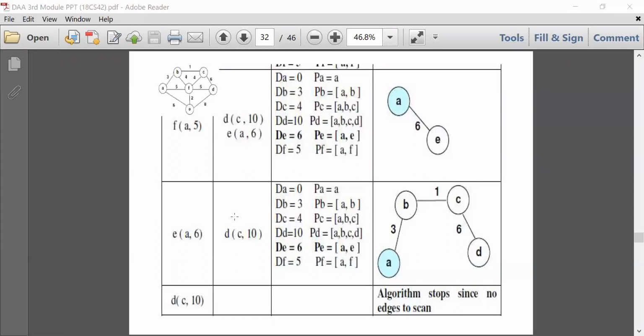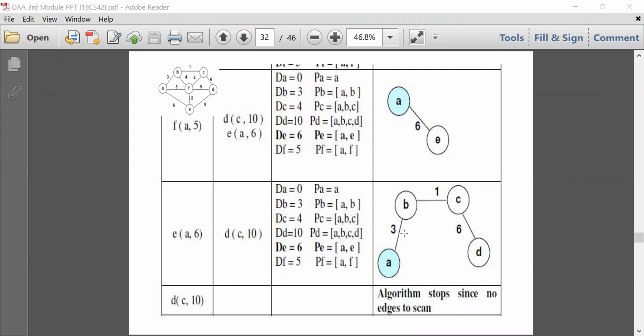Can you find any minimum distance? No, we cannot find any minimum distance. That's why this D C comma 10 will remain the same. So at the end, I need to select the last one, that is D C comma 10. Here the algorithm will stop because I reached all the vertices.